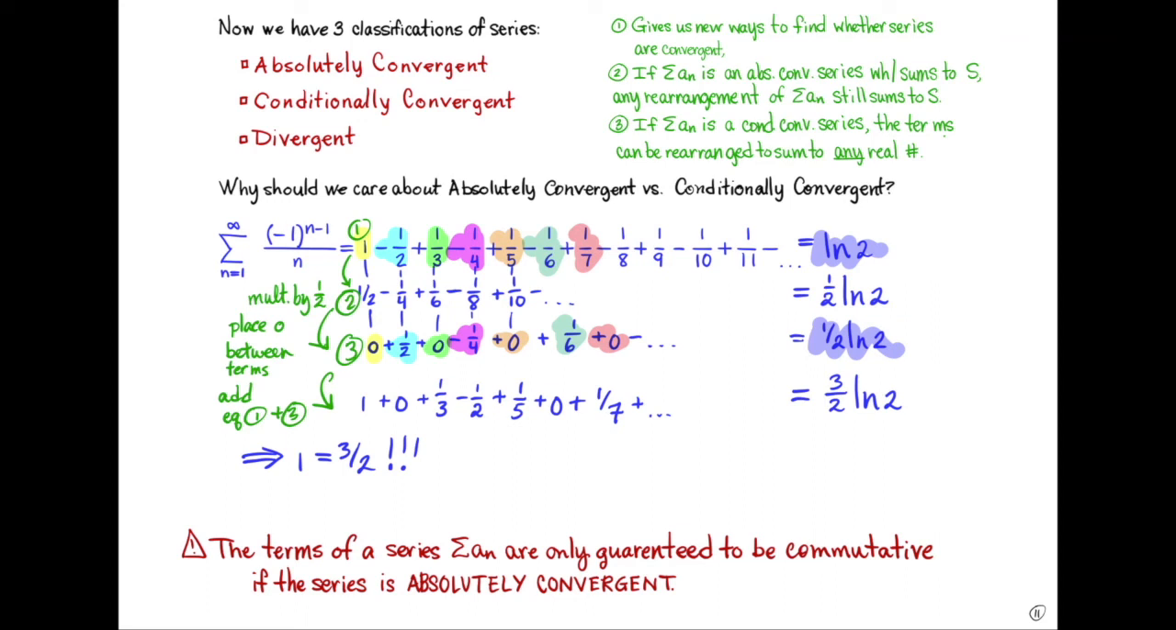And so if a series is conditionally convergent, any rearrangement of the terms could be manipulated to be equal to any real number. And so for conditionally convergent series, you cannot manipulate the terms. You have to leave them in the order that they occur in the series. However, if you have an absolutely convergent series, then you can rearrange the terms however you like, and they will always still sum to the same number s. So one of the big differences between absolutely convergent and conditionally convergent series is allowing you to know when it's okay to rearrange terms and when you can't.